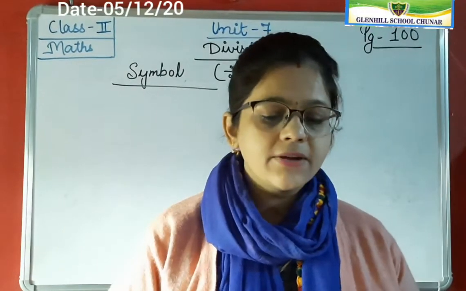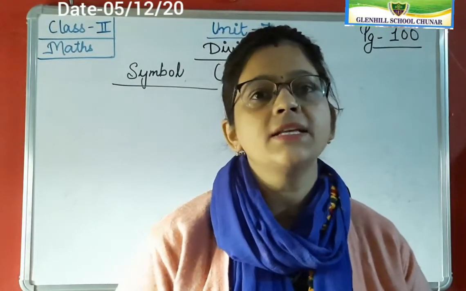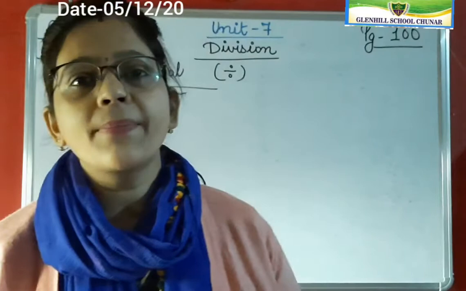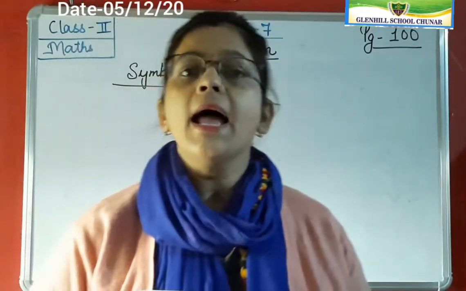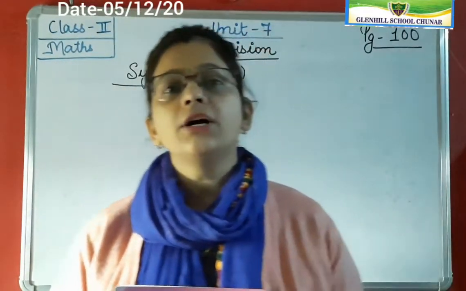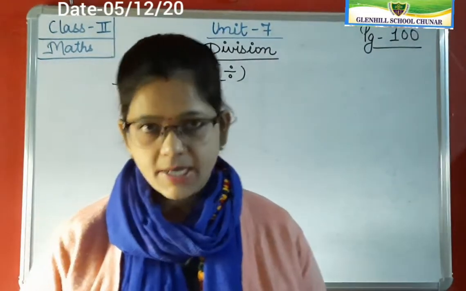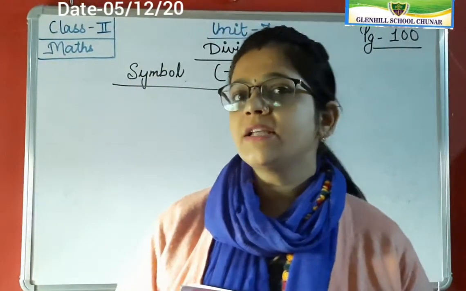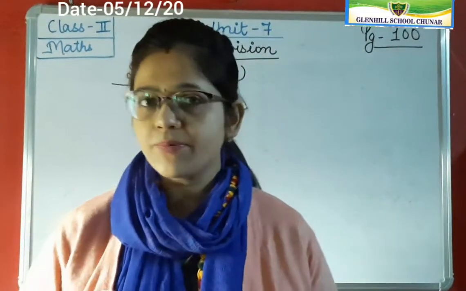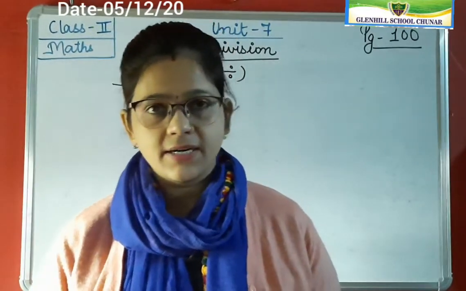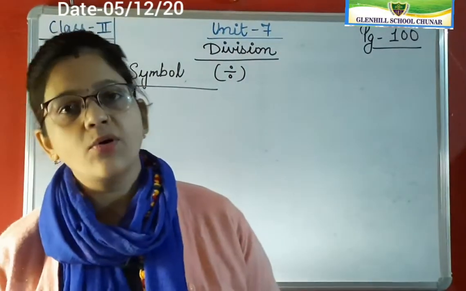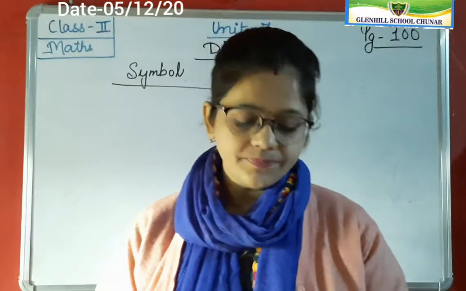Now see here, student. Division as repeated subtraction. In multiplication, what do you do? It is a repeated addition. If you add again and again, that is multiplication. And division is what? It is a repeated subtraction. You have to subtract again and again, repeating.